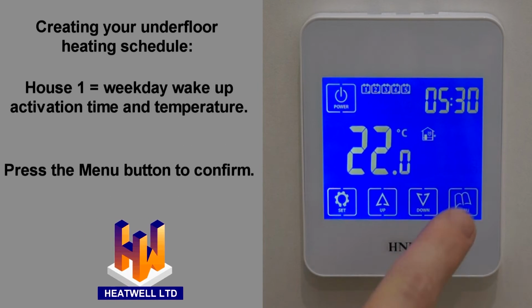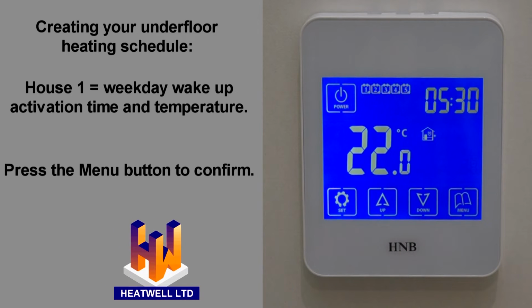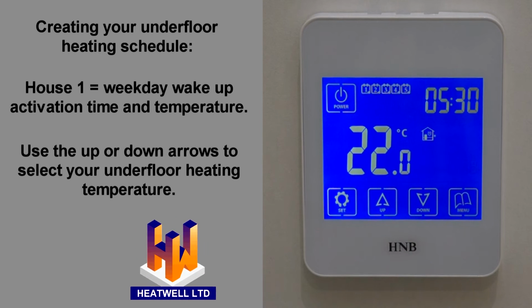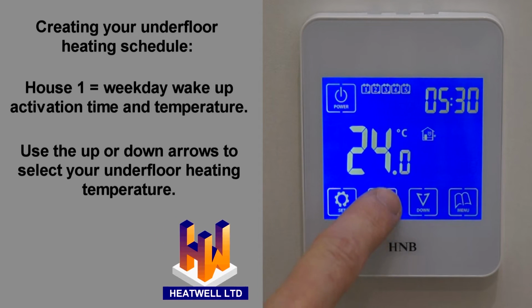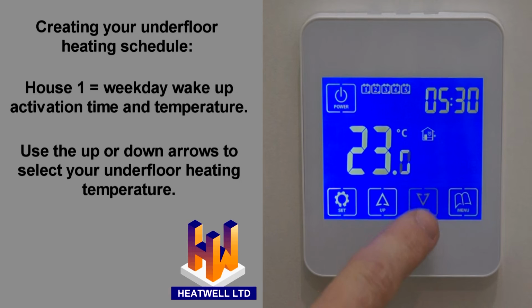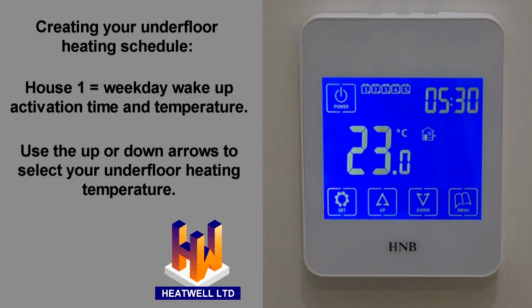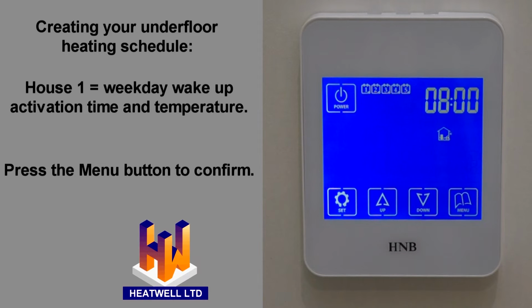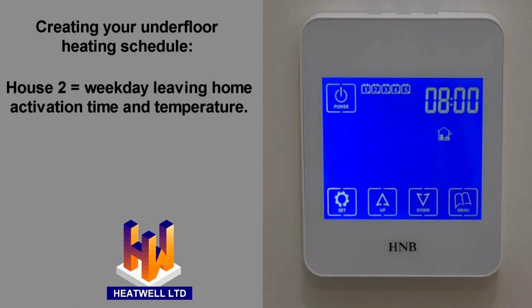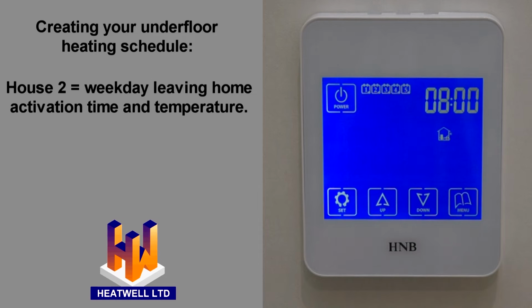Then press the menu button. Now select which temperature you want your floors to warm up to. Use the up or down arrows again to choose your temperature, in this case 23 degrees. Then press the menu button to confirm and move on to the next time and temperature. The second house symbol will be displayed.